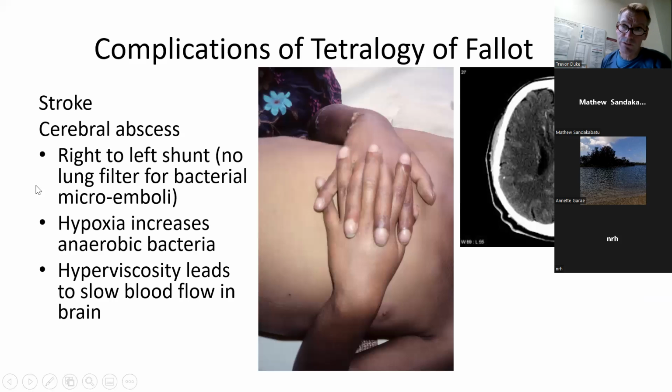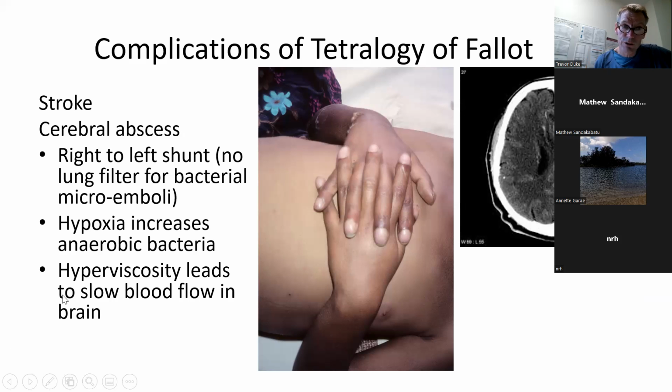The complications of Tetralogy of Fallot are important because, increasingly, as we see these children survive infancy, they start getting complications. If you remember in Port Moresby just a few weeks ago, there were two children, I think, with cyanotic congenital heart disease who had cerebral abscesses. I hope they're doing well now, but that's a common complication of cyanotic congenital heart disease.